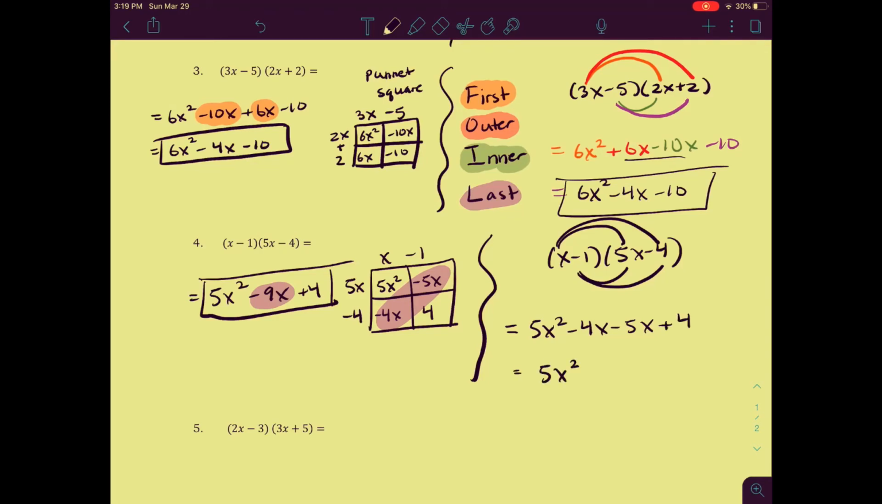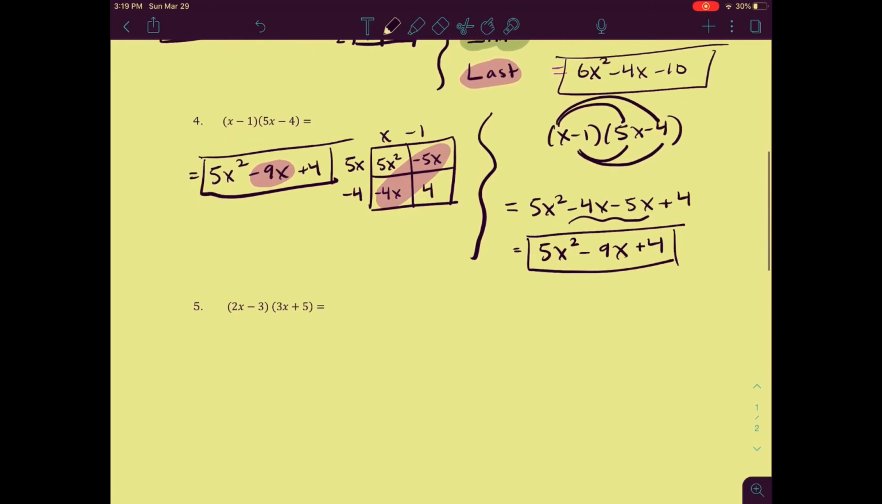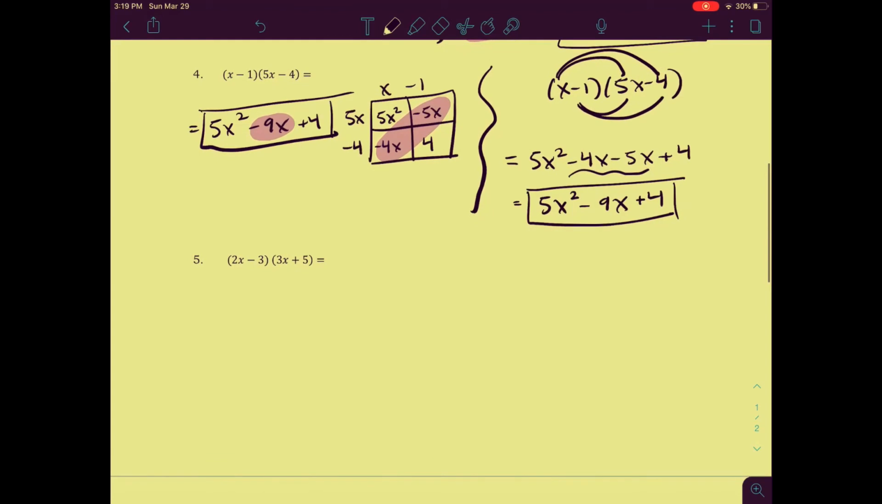Once again, we're going to combine like terms, so the 5x squared, right? There's no other x squared term here. I can totally combine negative 4x minus 5x. That would give me negative 9x, and then the plus 4 stays the same. If you got that right, very good job. At this point, we're going to do one last question here. I want you to use whichever method that you didn't use for problem 4.